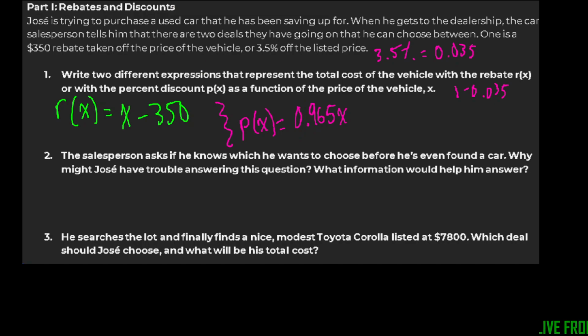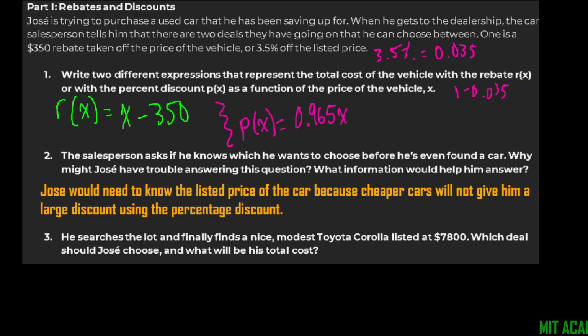Then it says for number 2, the salesperson asks if he knows which he wants to choose before he's even found a car. Which situation? Does he want to do the rebate or does he want to do the percent off? Why might Jose have trouble answering this question? What information would help him answer? So we could say something like this. We could say Jose would need to know the listed price of the car because cheaper cars will not give him a large discount using percentage discount because it's taking a percentage of a smaller number.